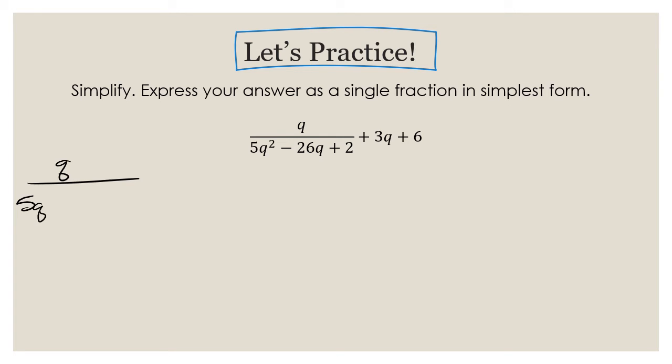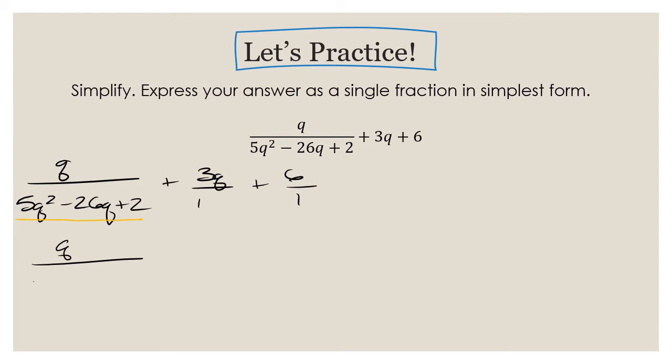I get 5q squared minus 26q plus 2, and then 3q is going to be over 1, and 6 is also going to be over 1. Okay, I try to factor this bottom denominator, and you should always do that. You should always try to factor the quadratics if you can. But you won't get a whole number answer, so that is going to stay as is in its simplest form. And because these other two terms are both over 1, that's going to be our LCM.